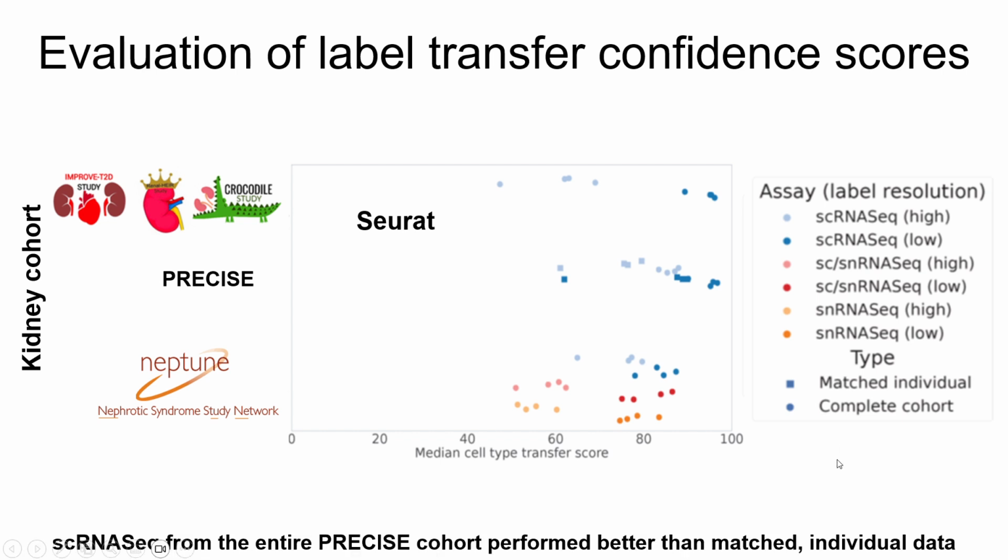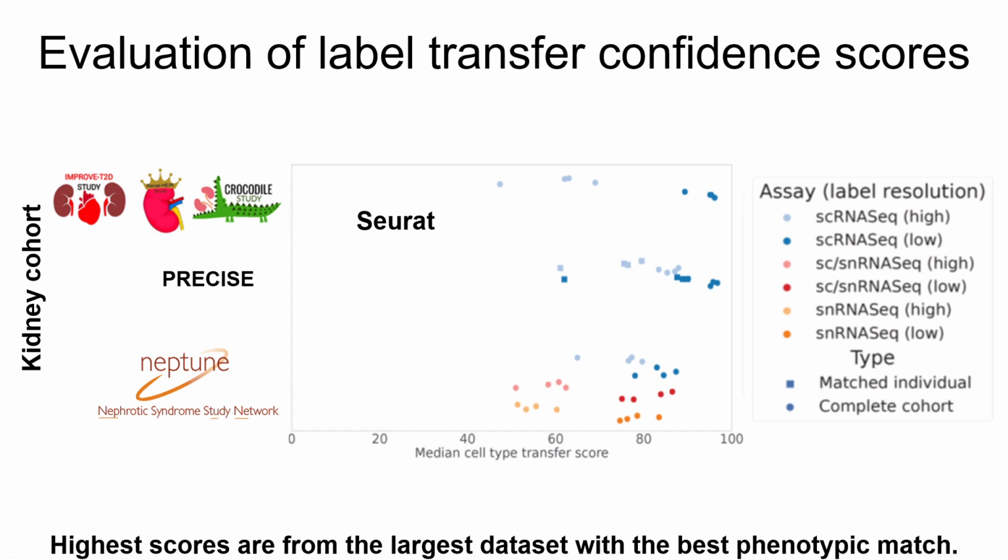Another thing that we notice, if you're comparing the squares with the dots within the PRECISE data, is that we are getting higher confidence label transfer when we use the complete cohort versus just a matched individual reference set for the label transfer. And that leads into saying that it looks like the highest scores are from the largest data set with the best phenotypic match, which is the PRECISE data set using the whole cohort.